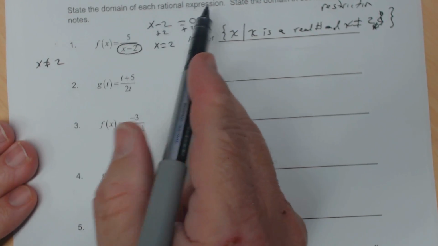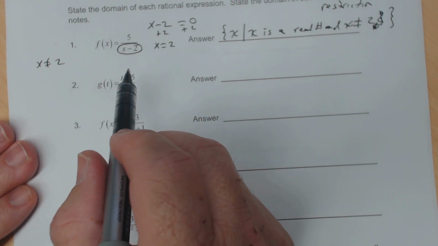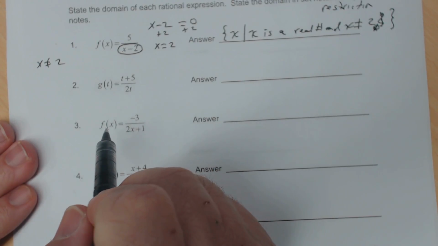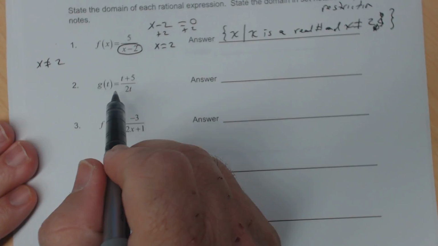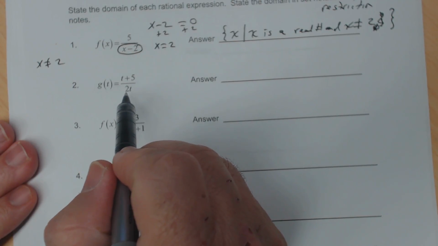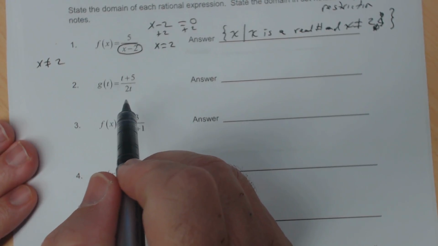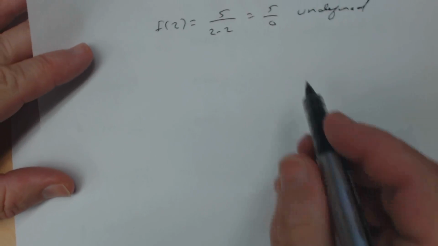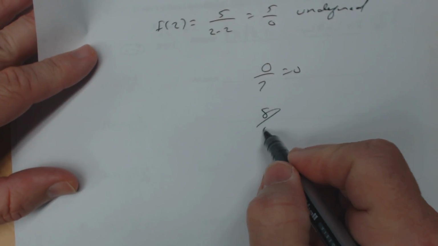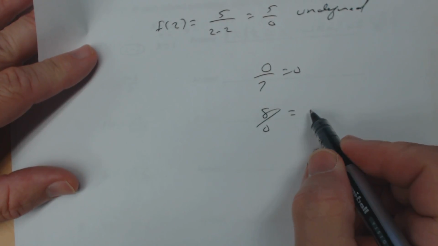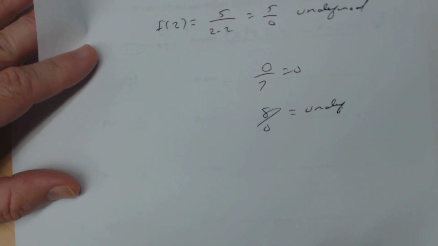Again, all you do to find the domain of a rational expression is find out what makes the denominator 0. Not the numerator, but the denominator. Because you can never divide by 0. You can have 0 in the numerator, for remember, 0 over 7 is 0. But you can't have 0 in the denominator, so 8 over 0 is undefined.